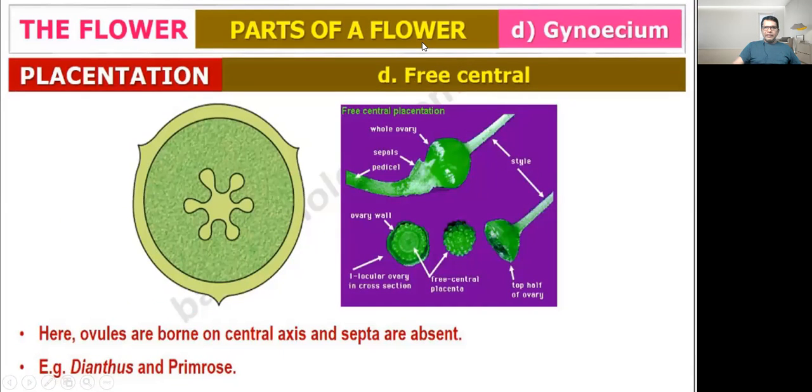Next is free central. Here, ovules are borne on the central axis. This is the axis in the center, and they don't have any connection with the periphery. They are at the center. So this is called free central, and there are no septa. Examples are Dianthus and primrose.